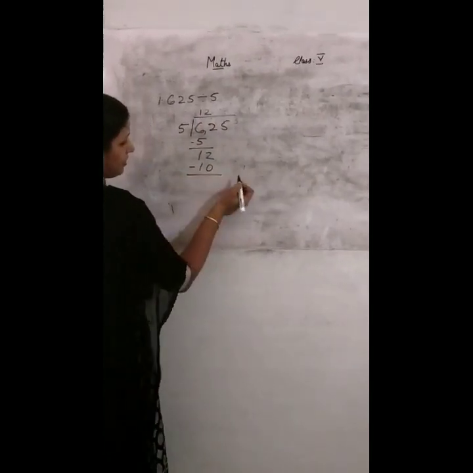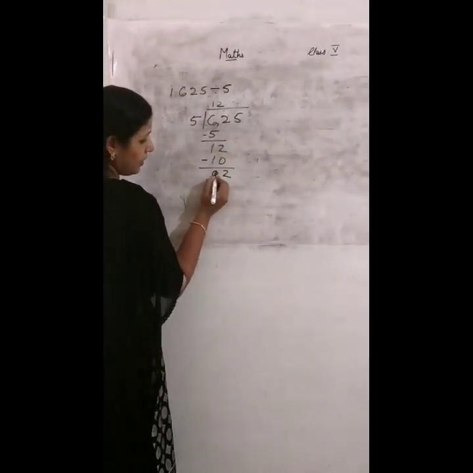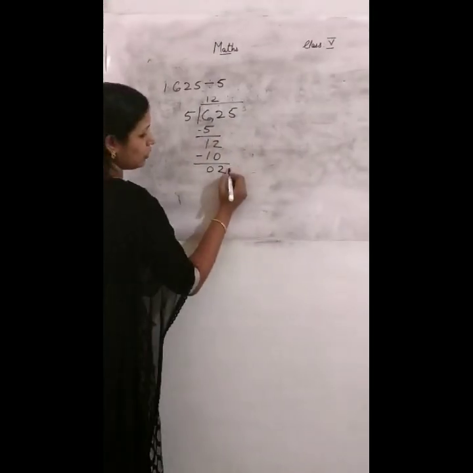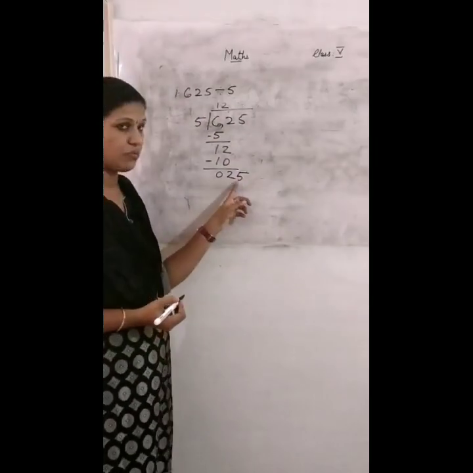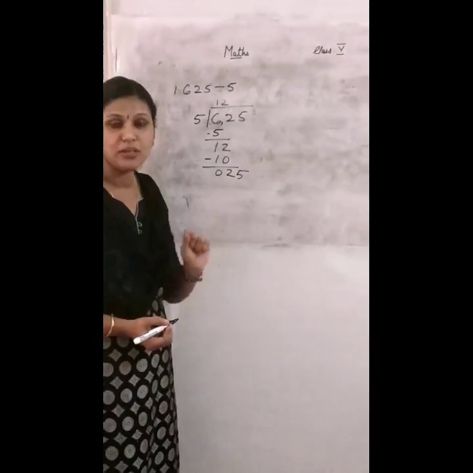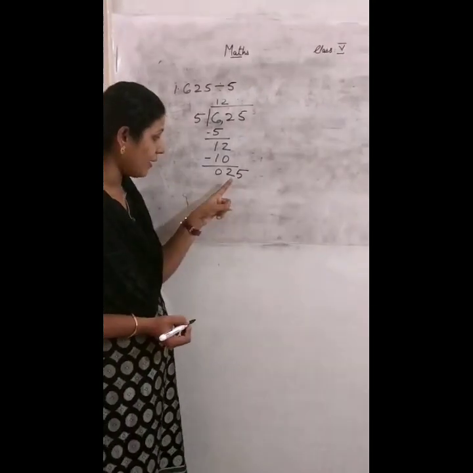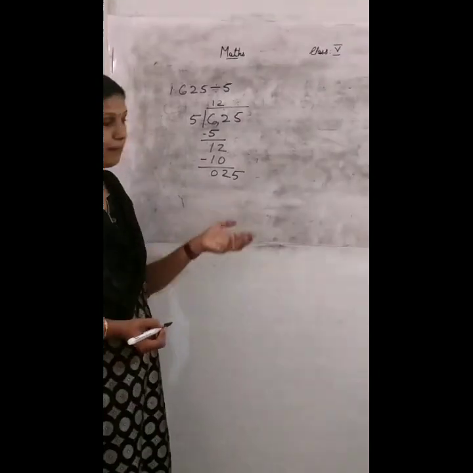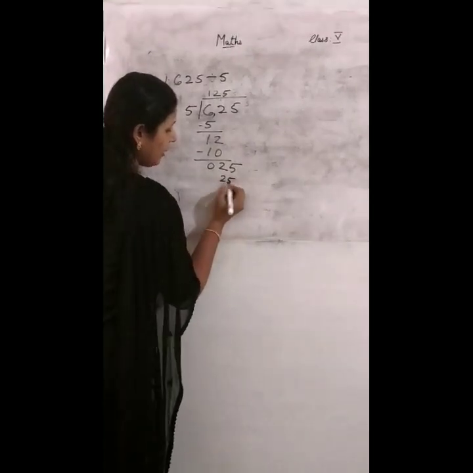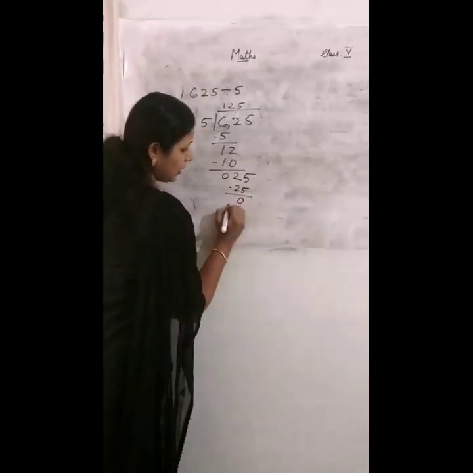Then subtract. 2 minus 0 is 2. Then 1 minus 1 is 0. Then the next step is we bring down this 5 to the bottom. Then we get 25. Again 5's table. That is 1 5s are 5, 2 5s are 10, 3 5s are 15, 4 5s are 20 and 5 5s are 25. We get a perfect number, that is 25. So we get 5 5s are 25. And the next step is subtract. 5 minus 5 is 0 and 2 minus 2 is 0.